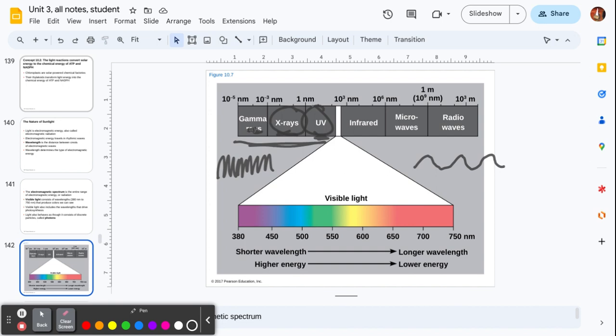And then below that, we have the infrared, microwave, radio waves. None of these things are harmful to our bodies. They cannot penetrate our cell membranes. They're not going to be able to penetrate our DNA.